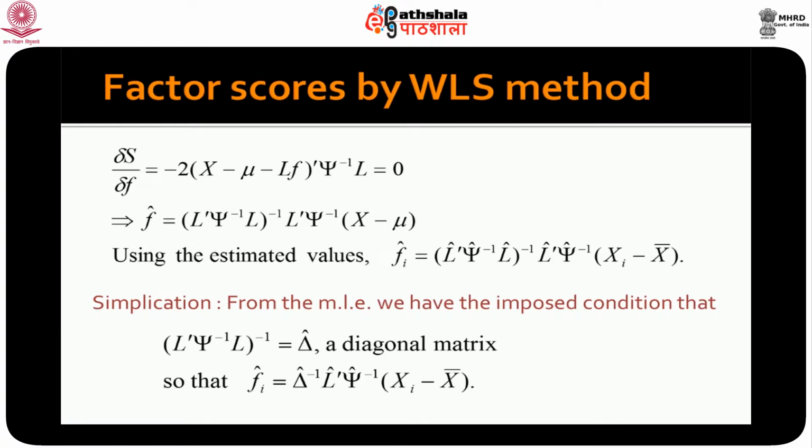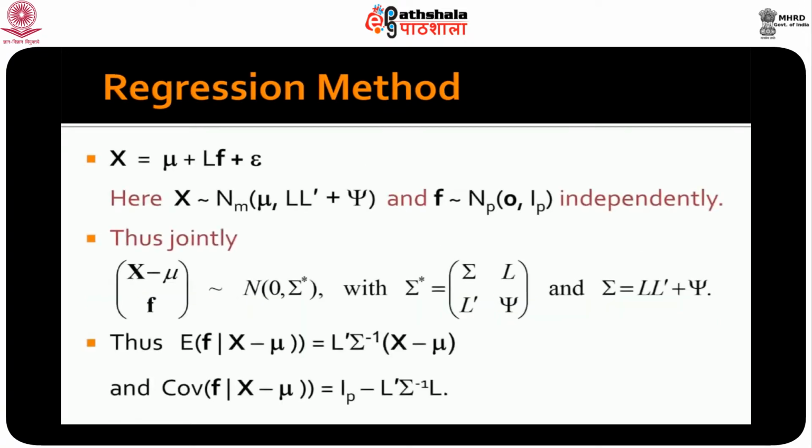So we can make some simplifications, but the idea basically is that you need to do a weighted least squares to get the estimates. An alternative method is referred to as the regression method. Now in this case, we start with the original factor model as x minus mu equal to LF plus epsilon, and we look at both x and f as random variables.